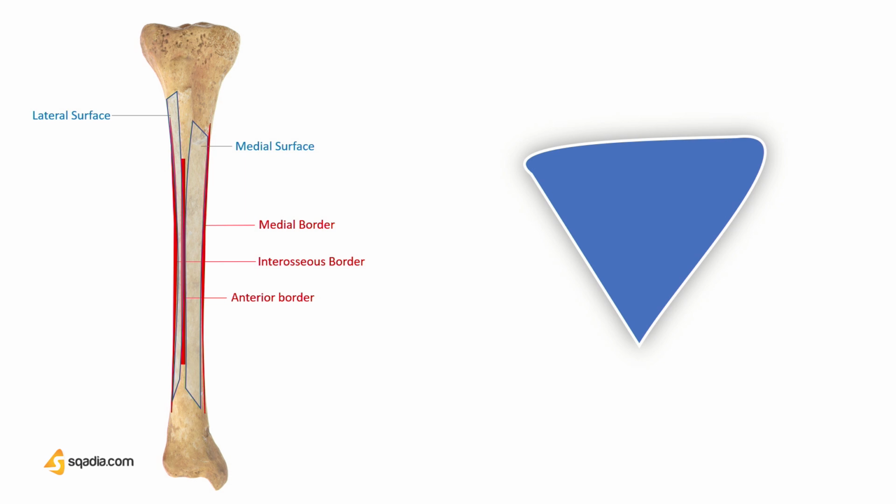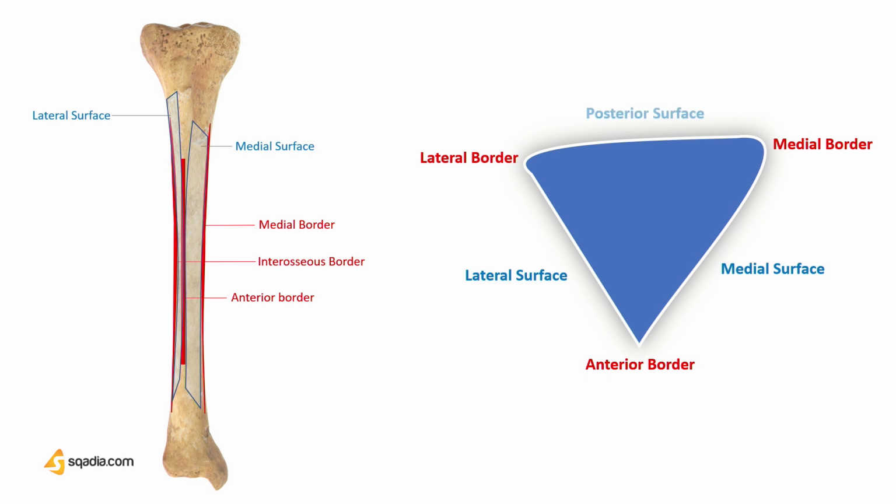The three corners of this triangle correspond to each border, and in between the two borders, surfaces are present. Between the anterior and lateral border, the lateral surface is situated because that faces laterally. The medial surface is sandwiched between anterior and medial border. The posterior surface lies between the medial and the lateral border.